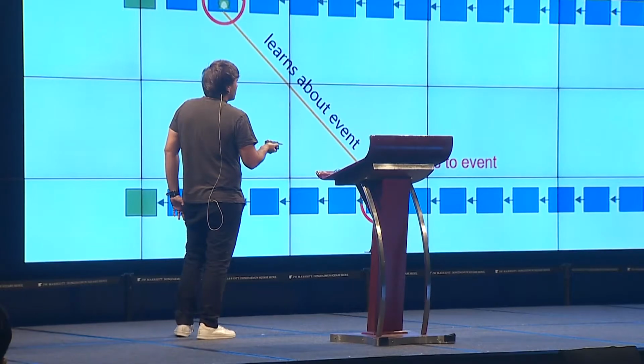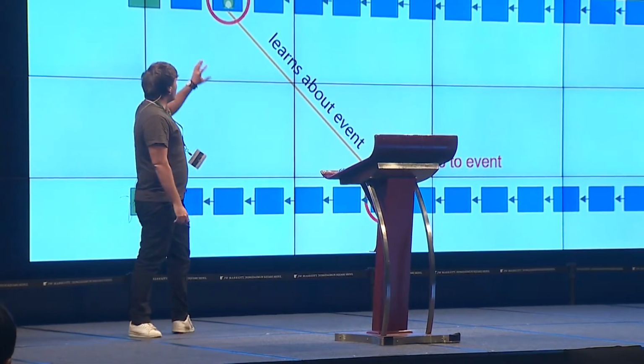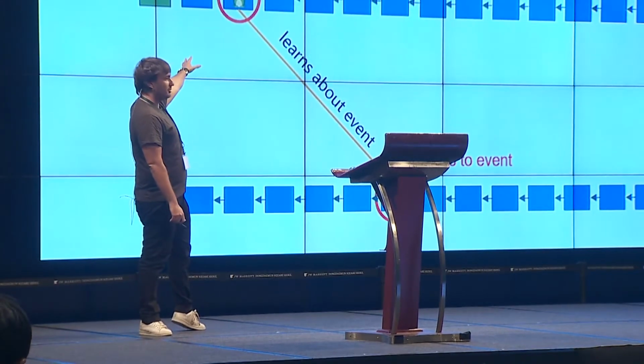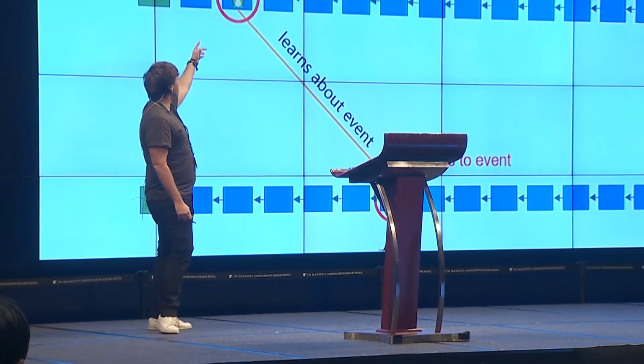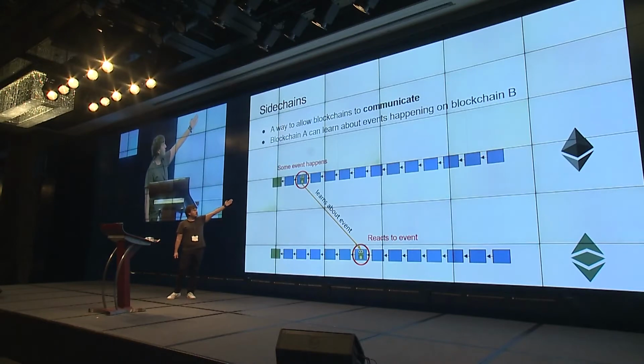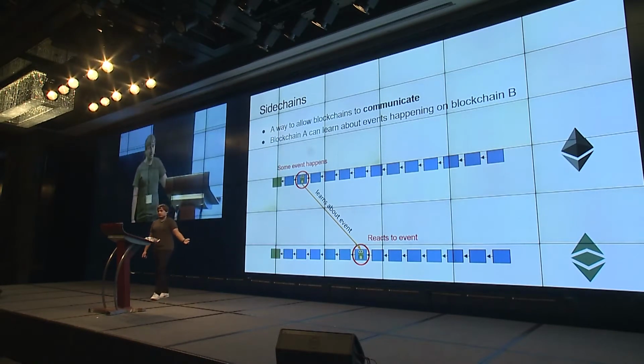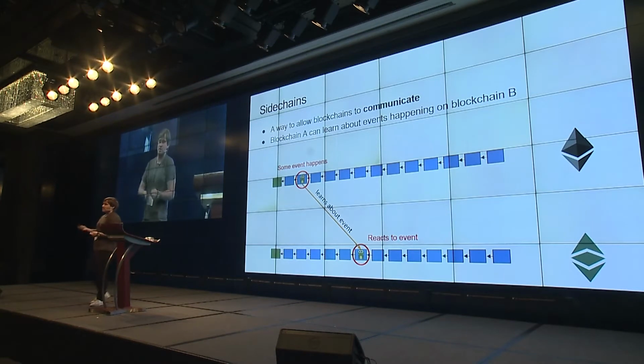What we want to do is, when some event happens on one of the blockchains, like the frog here, on the original chain, after a while this event is somehow propagated to the other chain, and the other chain learns about this event.